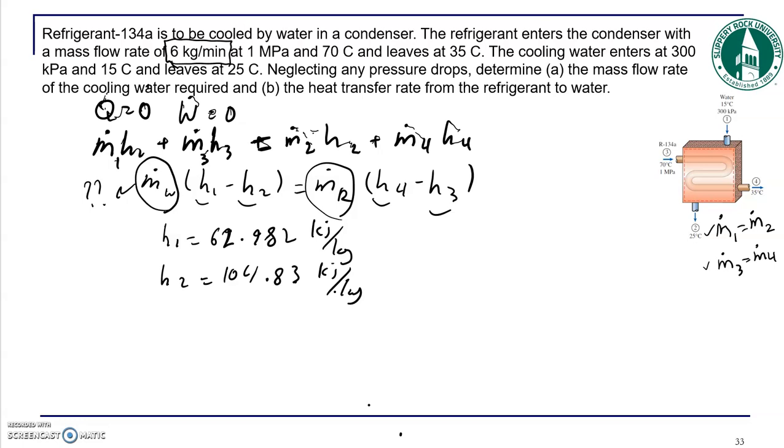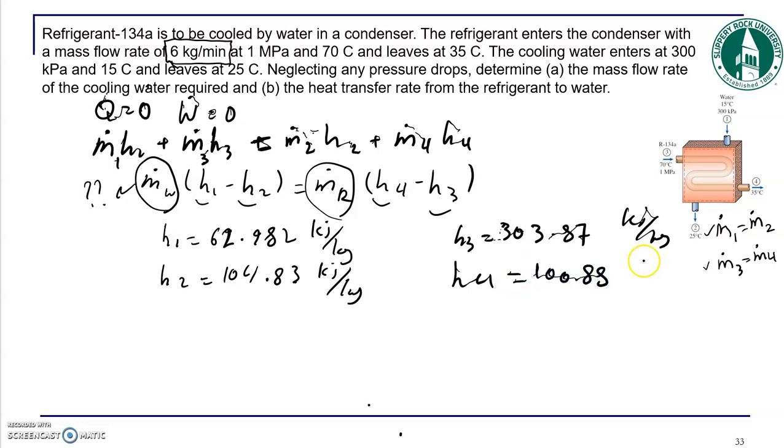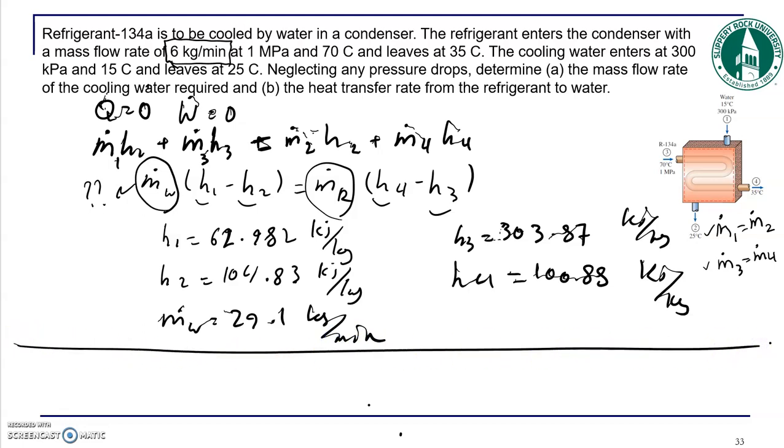Please remember, at this temperature and pressure, R134a is a superheated vapor entering, and when it leaves the system, the temperature drops significantly and it will be in compressed liquid phase. So h3 will be 303.87 kilojoule per kilogram, and h4 is going to be 100.88 kilojoule per kilogram. Once you found all these numbers, you substitute in the energy balance equation, and you can find m dot w to be equal to 29.1 kilogram per minute. So just put the numbers in and make sure you get the same number.